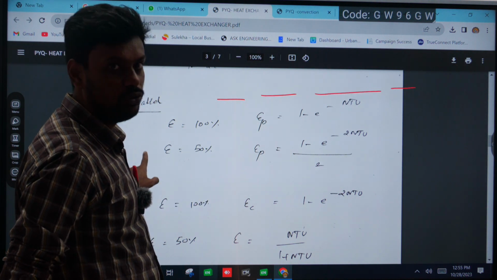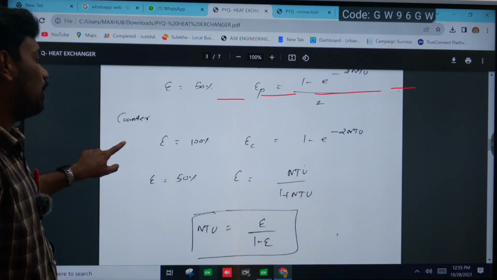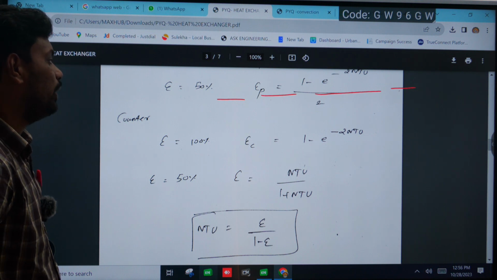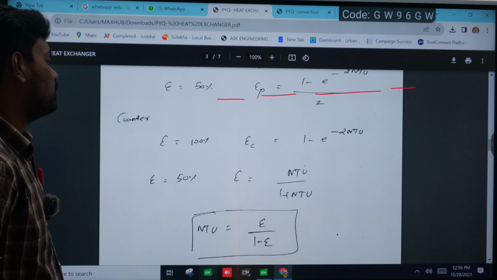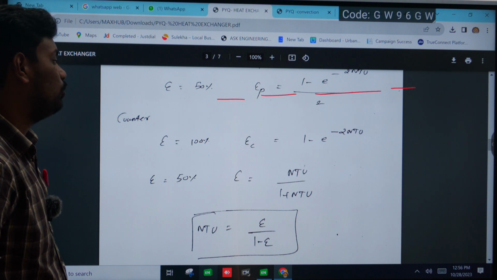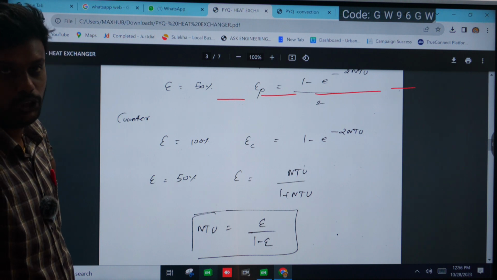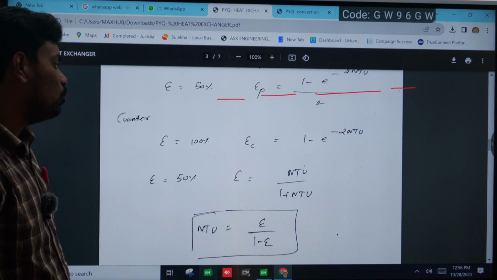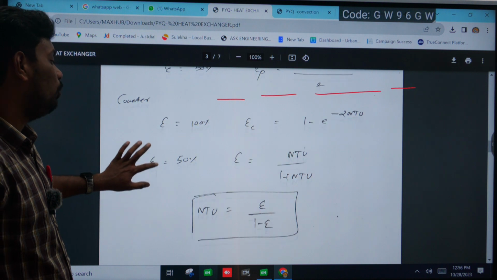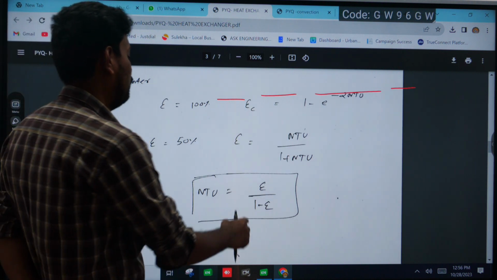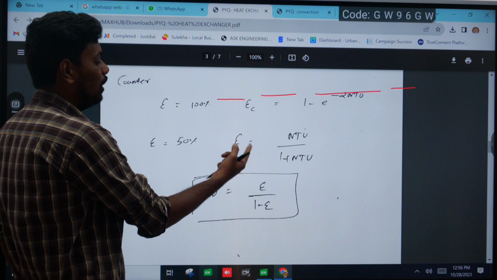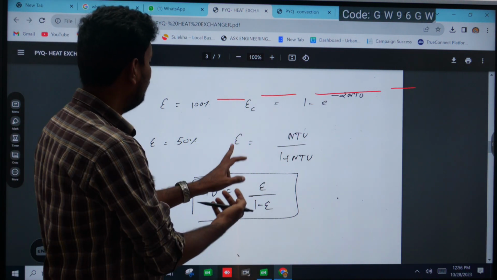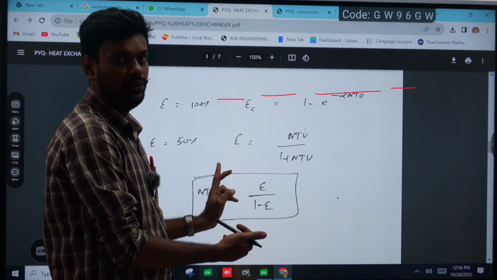That is for parallel flow, and for counterflow, for 100% effectiveness the formula is 1 minus e power minus 2 NTU, and for 50% effectiveness it is NTU by 1 plus NTU. And if you want to say that in terms of NTU, then NTU is equal to effectiveness by 1 minus effectiveness. So either you can solve by effectiveness. If they give you the NTU value in the question paper, then they will ask you to find out the effectiveness.